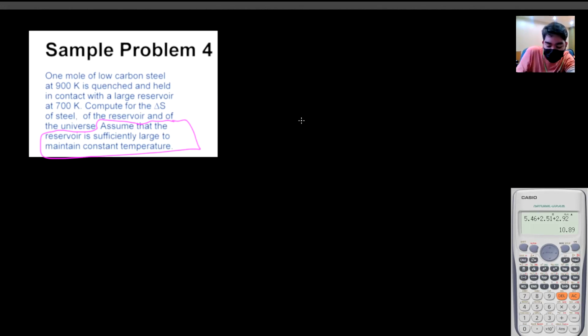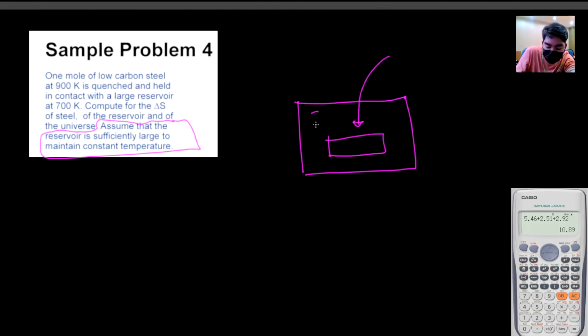Because if it weren't large enough, so for example, if you have something like ganitong reservoir, no? Tapos pinasok mo yung steel dyan, if this were at 700 Kelvin, because you quench it with 900 Kelvin na steel, this will cool down, no? Si 900K will cool down. Pero si 7, so ito bababa yung steel temperature. Ito dapat tataas, no?